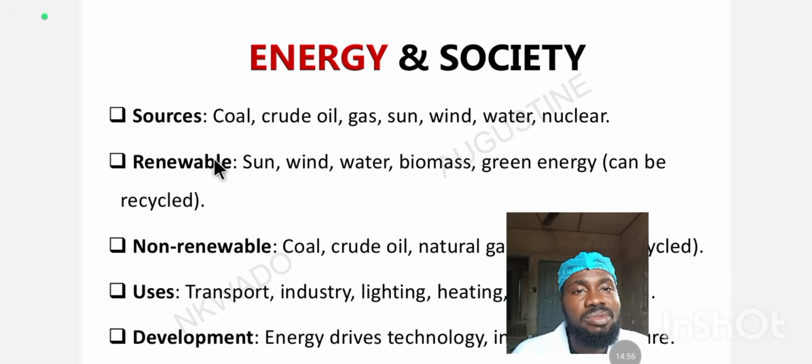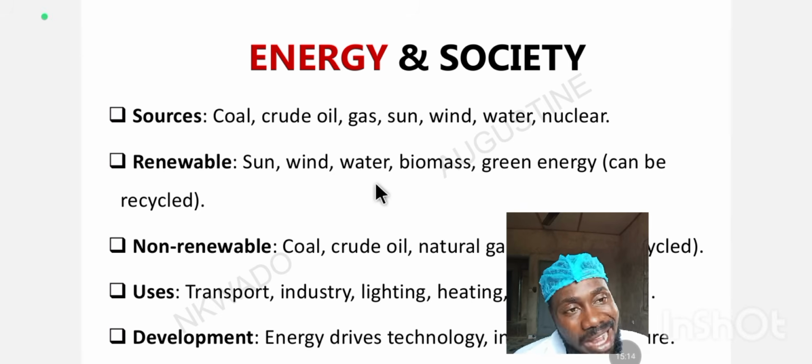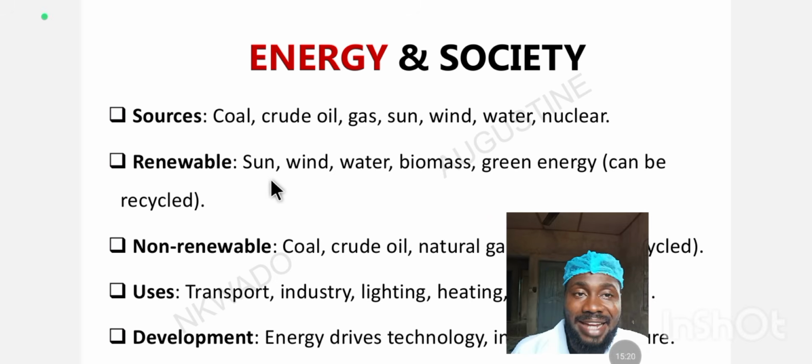So renewable energy includes sun, wind, water, biomass, green energy. What's the meaning of renewable energy? Renewable energy means that the energy can be recycled. You can recycle the energy, and you recycle it and you reuse it, like the sun. You can trap sun with a solar accumulator and use the heat later to do something else.